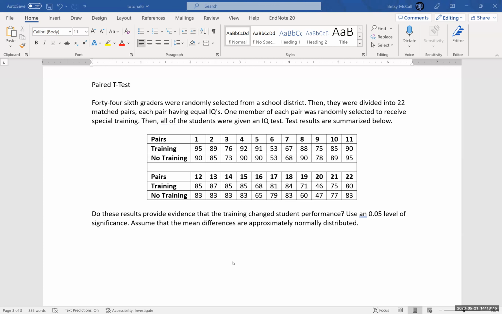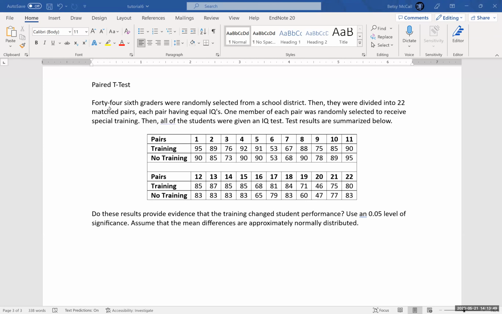Now, in the paired case, we have to work from the raw data. So that's an important consideration. If you only have summary statistics, you can't do a paired t-test. So it's always based on the raw data. As we go through this process, we'll show you how to do it by hand, but then we'll also show you, because we have the raw data, how Excel can make this a lot easier for us.